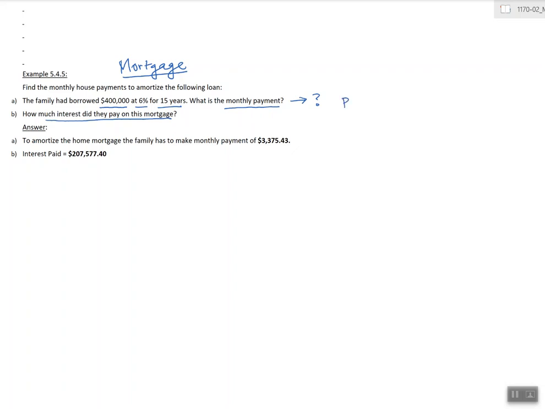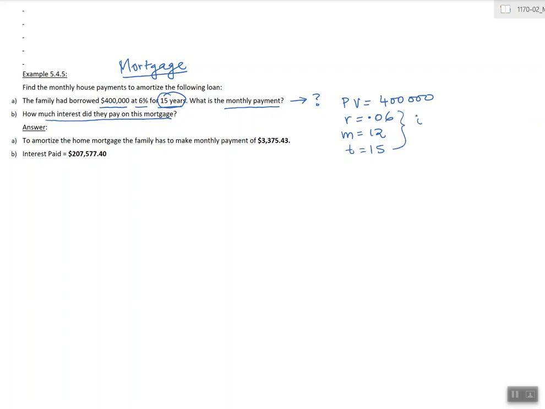So our present value is the loan amount, which is 400,000. Interest rate is 0.06. M is 12 because they're making monthly payments. And T is 15 years. So this is a special kind of mortgage, a 15-year mortgage. Normally mortgages are 30 years. So you could obviously practice doing a problem where the time is 30 years.